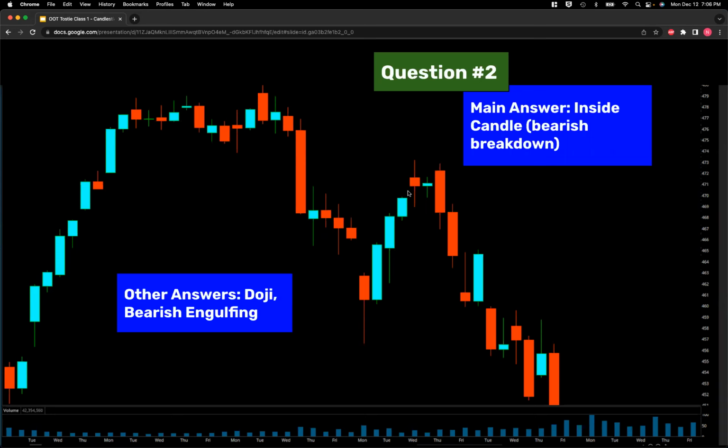Essentially, we see this weakening in buyers. We see this indecision. Buyers and sellers don't know what to do. And all of a sudden, sellers take control and close below the low of this range. And that's when we get a nice move to the downside.